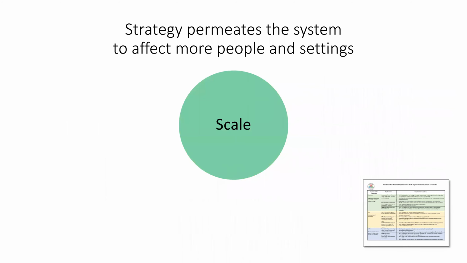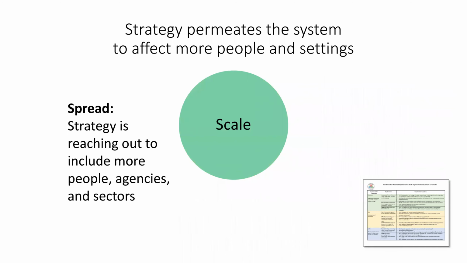The next condition is scale. And this again refers to strategies permeating the system to affect more people and settings. When we think about scale, there's two elements to this. The first is spread. Strategy is reaching out to include more people, agencies, and sectors.